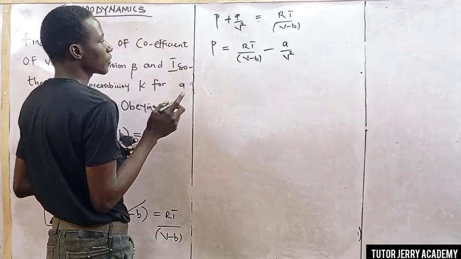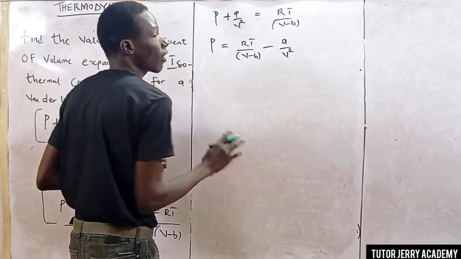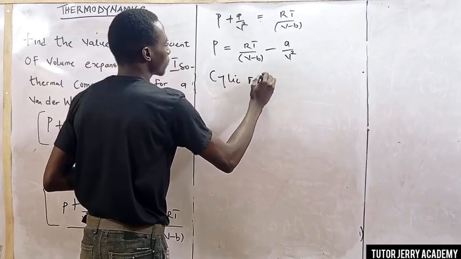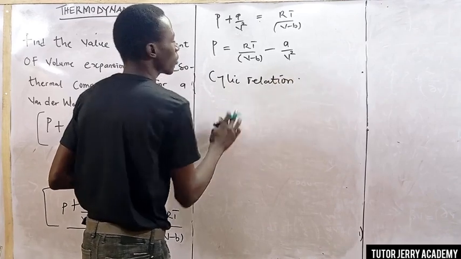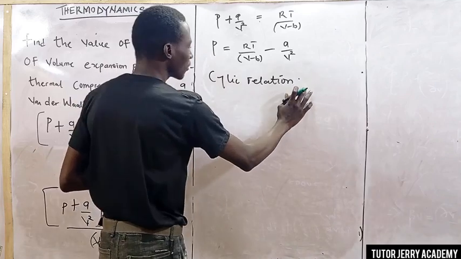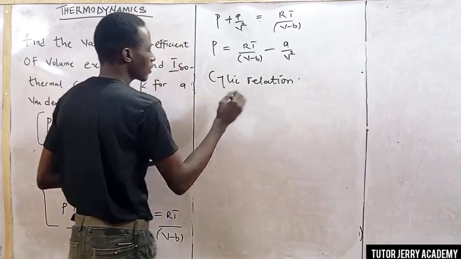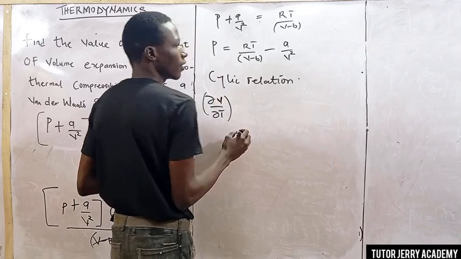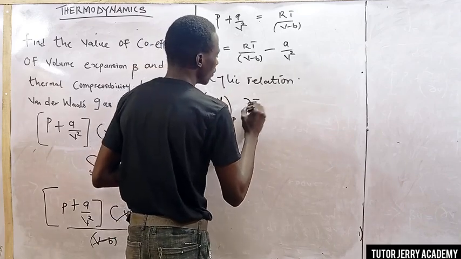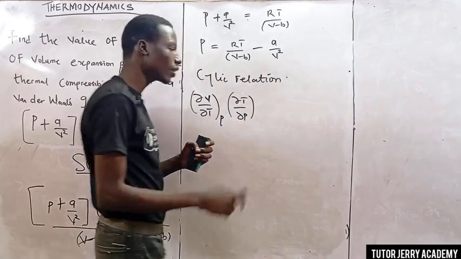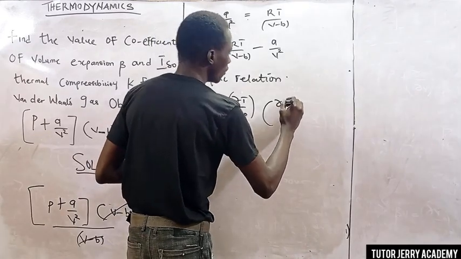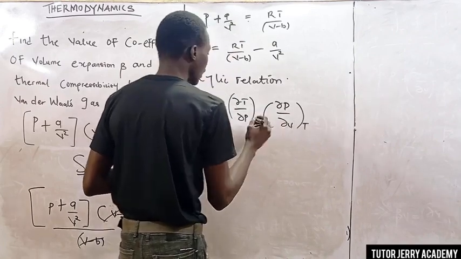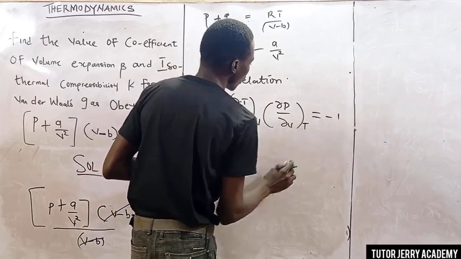Now we know that from the cyclic relation in our previous videos, you can check our previous video on the derivation of the cyclic relation. The cyclic relation here says that the partial of V over T, keeping P constant, times the partial of T over P, keeping V constant, times the partial of P over V, keeping T constant, equals minus 1. So this is what we have.